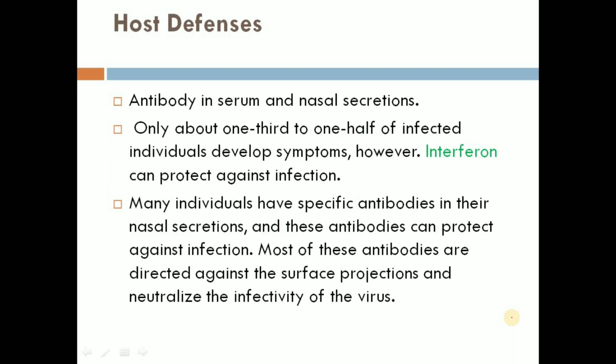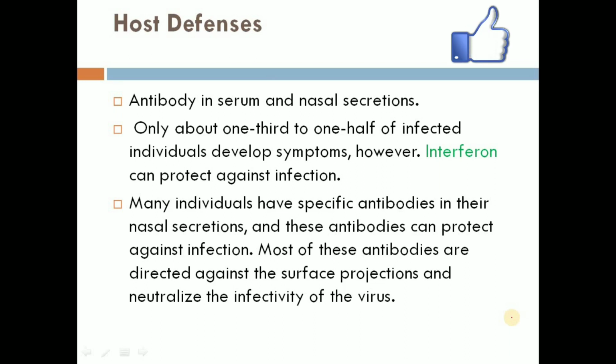coronavirus positive cases. Okay, so coming to host defenses, how can we defend our body ourselves? What is the host defense? First, you know that our nasal secretions have many antibodies, and our serum also does, which can naturally defend our body against such infection. Mostly it depends upon the age factor, so immunity is very important.